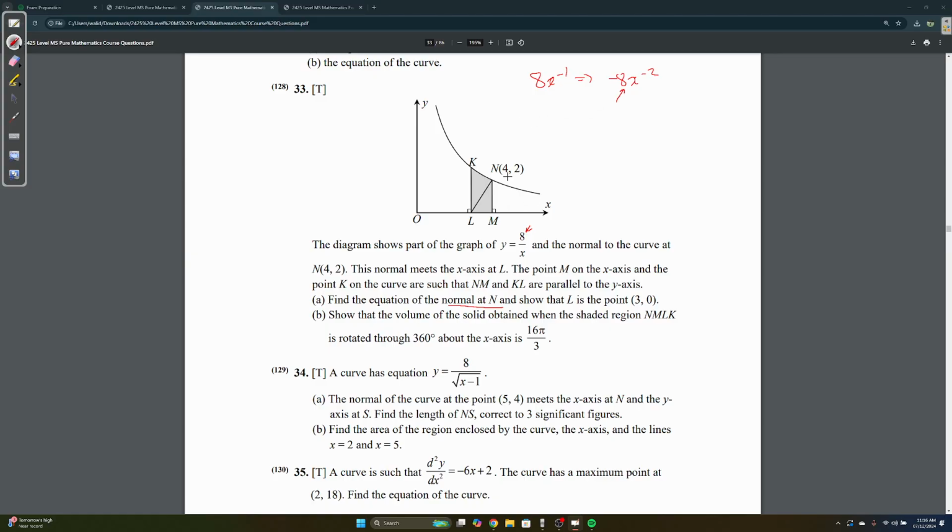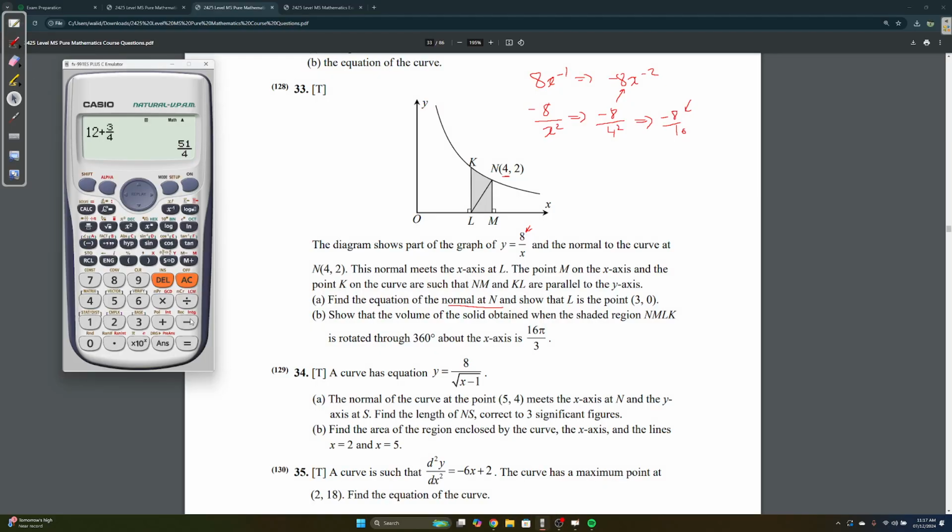We need to know how much the slope is at this point. So we substitute 4. It's going to be minus 8 over x squared, right? Make the power positive. Substitute now 4: minus 8 over 4 squared, which is going to be minus 8 over 16. Okay, this is the slope of the tangent. If you do this on a calculator, minus 8 divided by 16, you're going to get minus half.